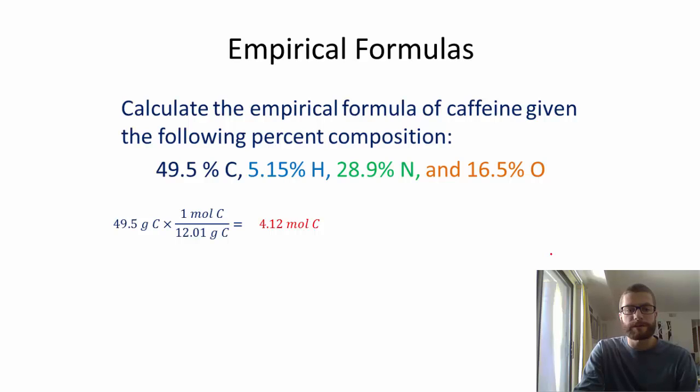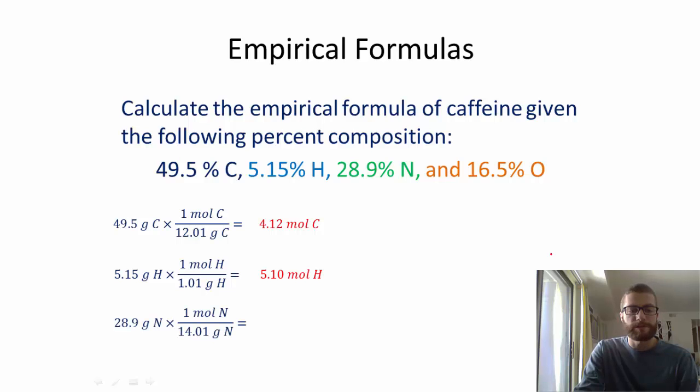Now let's repeat the process with the other three elements. Doing so with hydrogen will give us 5.1 moles of hydrogen. 28.9 grams of nitrogen leads to 2.06 moles of nitrogen. And for oxygen, we have 16.5 grams of that, divided by its molar mass, giving 1.03 moles of oxygen. So we're at that part in the flow chart where we now have the moles of each, and we need to set up a mole ratio.